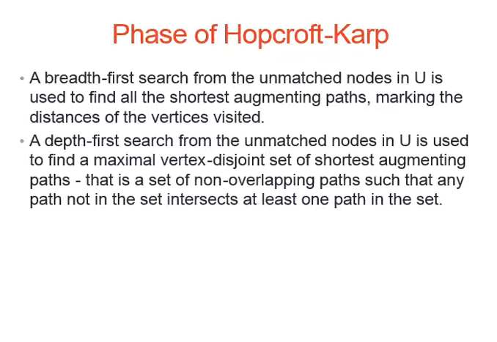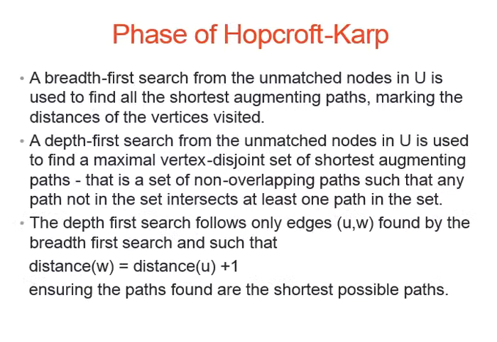Once all of the shortest possible augmenting paths are found, a depth-first search is run starting from the unmatched vertices in U and ending at unmatched vertices in W, following only edges found by the breadth-first search where the distance of the target vertex is 1 plus the distance of the source vertex. These restrictions ensure that a maximal disjoint set of shortest augmenting paths is chosen.